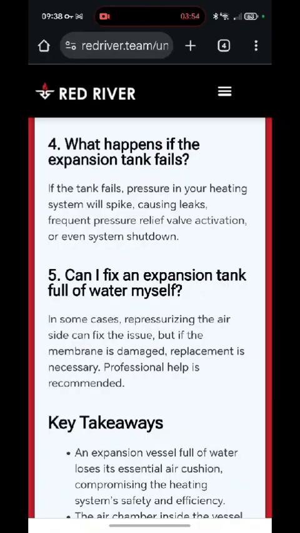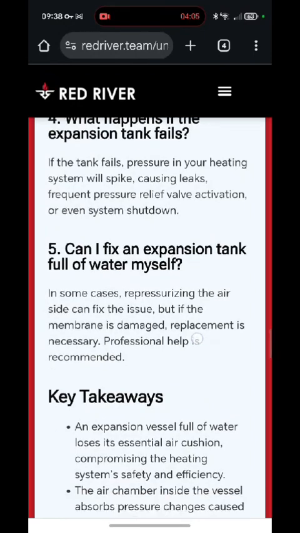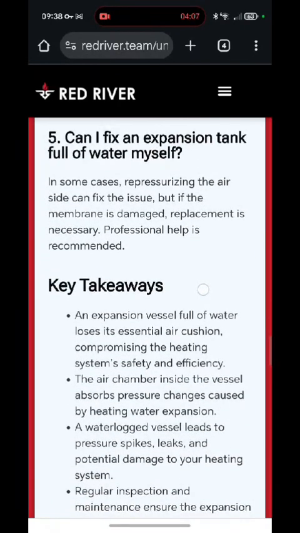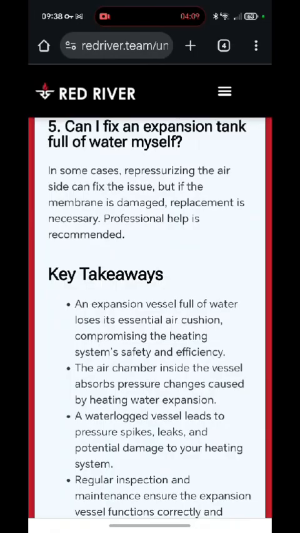What happens if your expansion tank fails? If the tank fails, pressure in your heating system will spike, causing leaks, frequent pressure relief valve activation, or even system shutdown. And here's the key one, which I was trying to explain earlier. Can I fix an expansion tank full of water myself? In some cases, repressurizing the air side can fix the issue. But if the membrane is damaged, replacement is necessary.